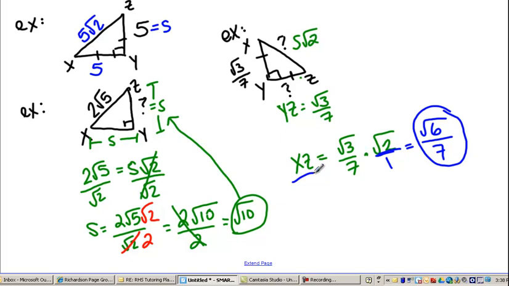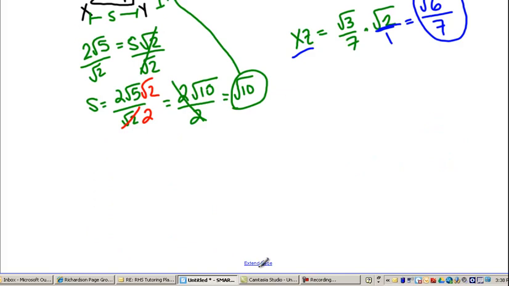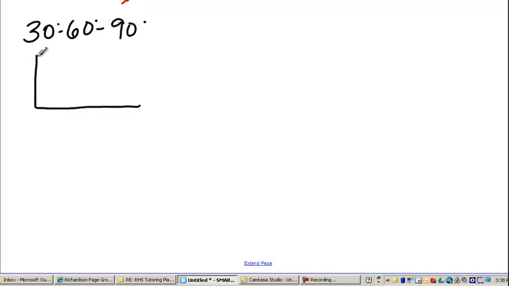All right. Let's move on to some 30, 60, 90 triangles. Okay? 30, 60, 90 triangles. So let me redraw my triangle. Okay, so this is my 1, this is square root of 3, and this is 2 times 1, or just 2. All right, first problem we're going to work through.